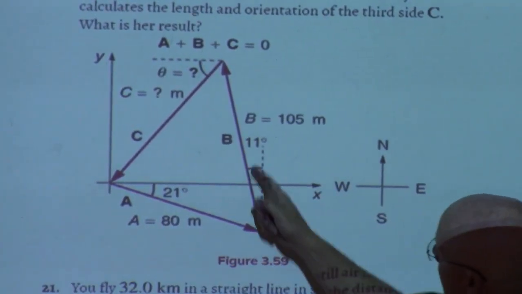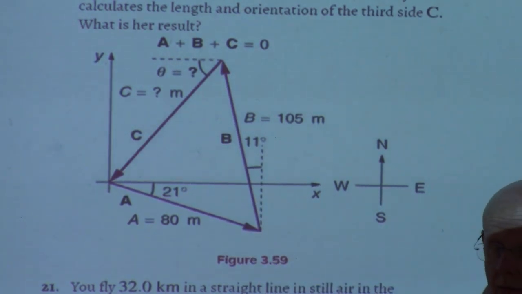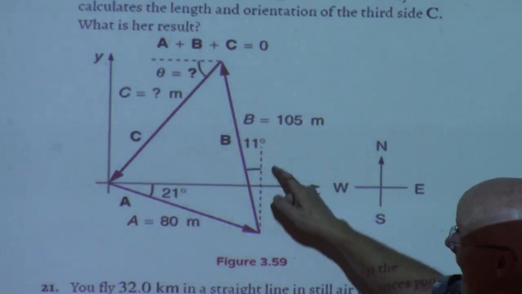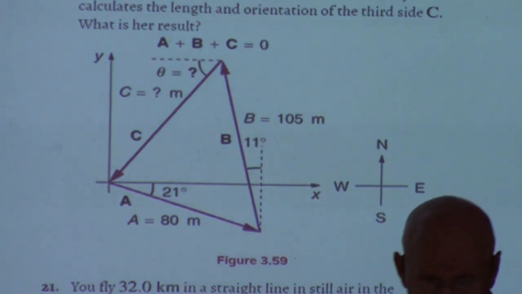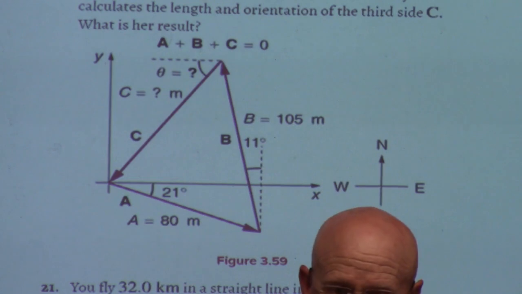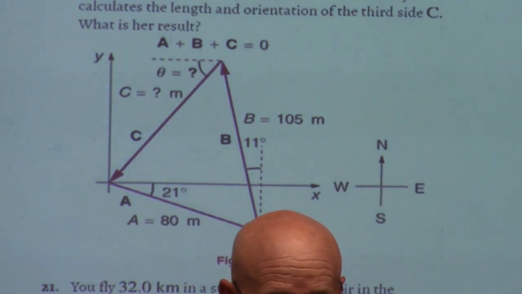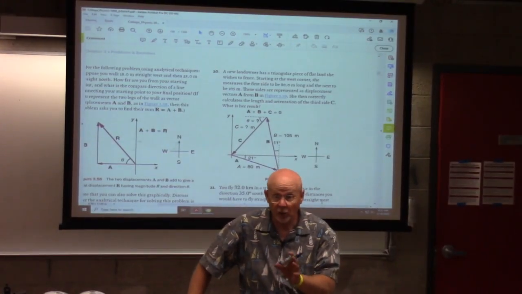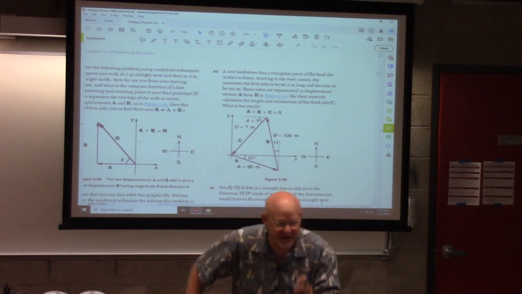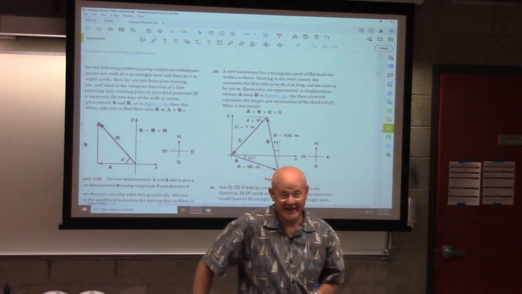And see how they give you an angle of 11 degrees? But that is not measured from the x-axis. I bet in your trig class, and even today, you were saying, well, if I want the x-axis, I'll do cosine. And if I want the y-axis, I'll do sine. But it doesn't always work that way. It only works that way if they give you the angle measured from the x-axis. That's not what they did here.